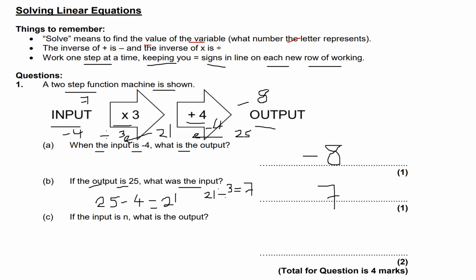What about part C? If the input is n, just a letter here, what is the output? So I do n times 3, then I subtract 4. Now n times 3 in algebra, I can rewrite as just 3n, without the times. So we've got 3n minus 4. The output when we've got n is 3n minus 4. It takes the number n, multiplies by 3, hence 3n, then subtracts 4. This is what I call my general algebraic expression. So if n is equal to 1, I do 3 times 1, which is 3, then I minus 4 and I get minus 1. So this is a generic algebraic expression for the input n.